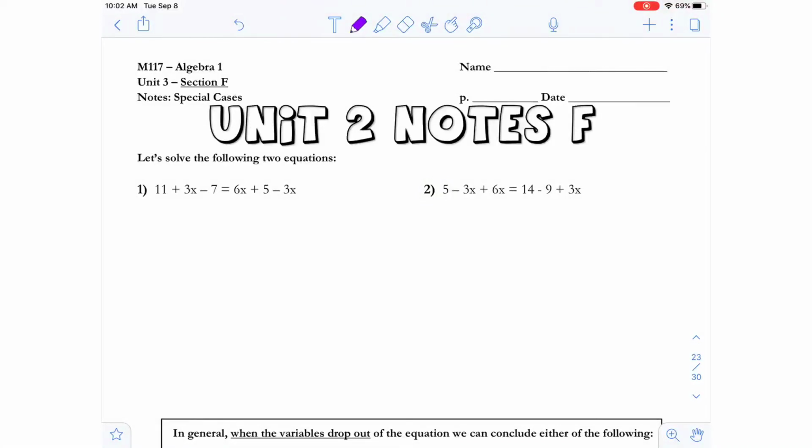Hello, algebra students. This is Unit 2, Notes F, and today we're going to be talking about special kinds of equations with special solutions.